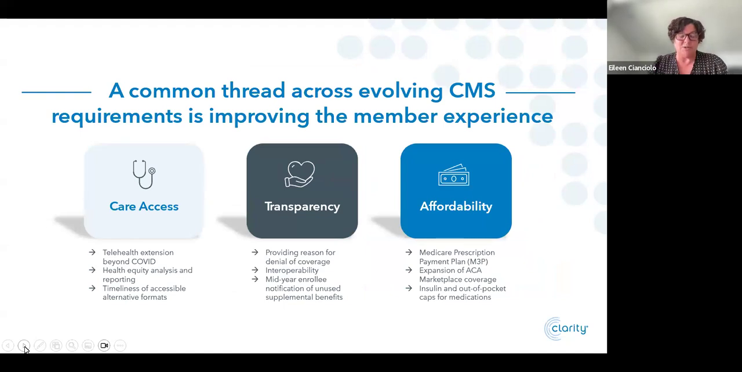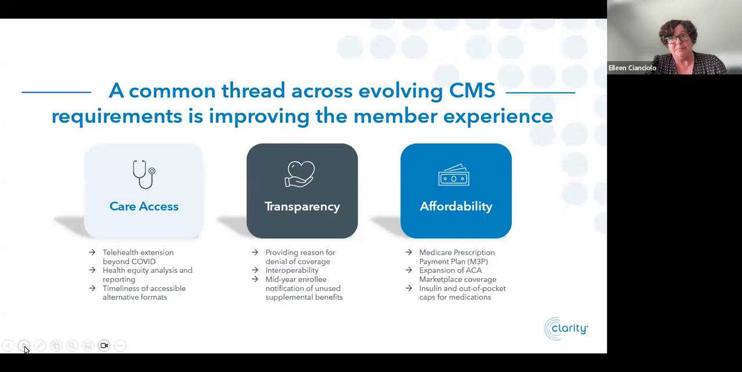I'm sure you all know this, there's a common thread across CMS requirements of trying to improve the member experience. Now this may add a lot of complexity to our jobs in order to deliver this, but ultimately, it is important to improve that member experience. We know that access to care is critical. Examples such as COVID, where telehealth was extended, and now telehealth is a core of what is offered in healthcare. We know the work and emphasis around health equity and the reporting around that CMS has required. The timeliness of accessible and alternative formats, like being able to offer Braille, CDs, and alternate formats in many different languages. So, access to care is something that through the member experience, we can help improve.